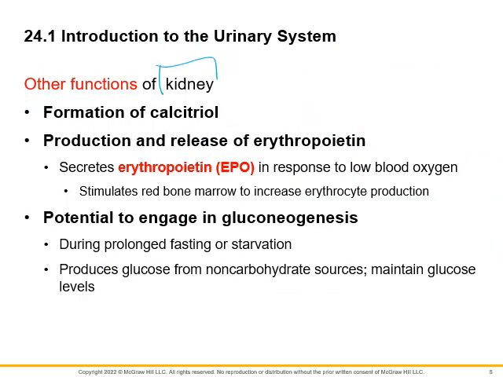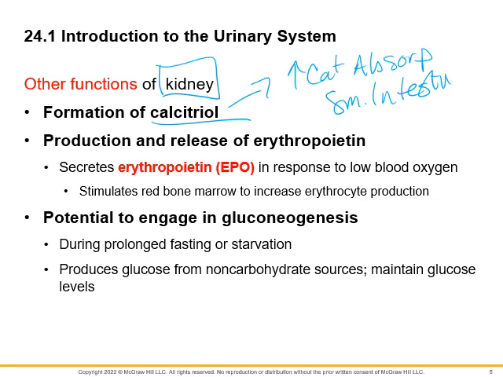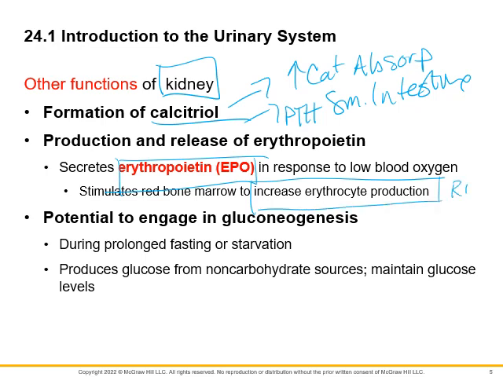Other functions of the kidneys, we have the formation of calcitriol. This increases calcium absorption in the small intestines. If you remember, this works in conjunction with parathyroid hormone if your calcium levels are too low. It also creates and releases EPO, and remember that increases erythrocyte or red blood cell production, and it can also engage in gluconeogenesis. We learned about this when we talked about cortisol in the adrenal gland.